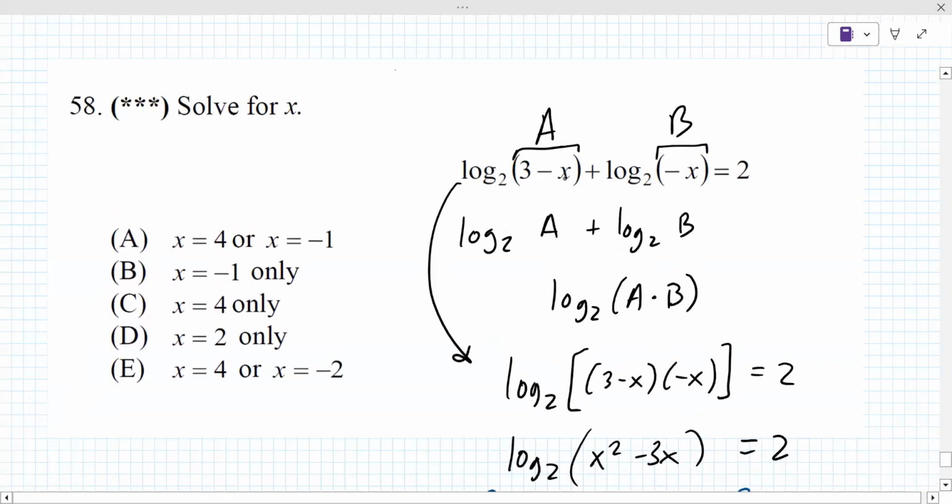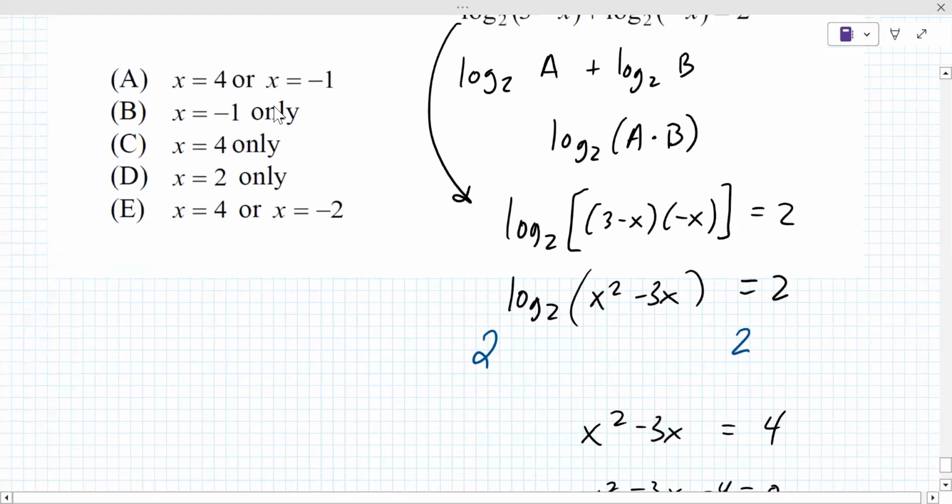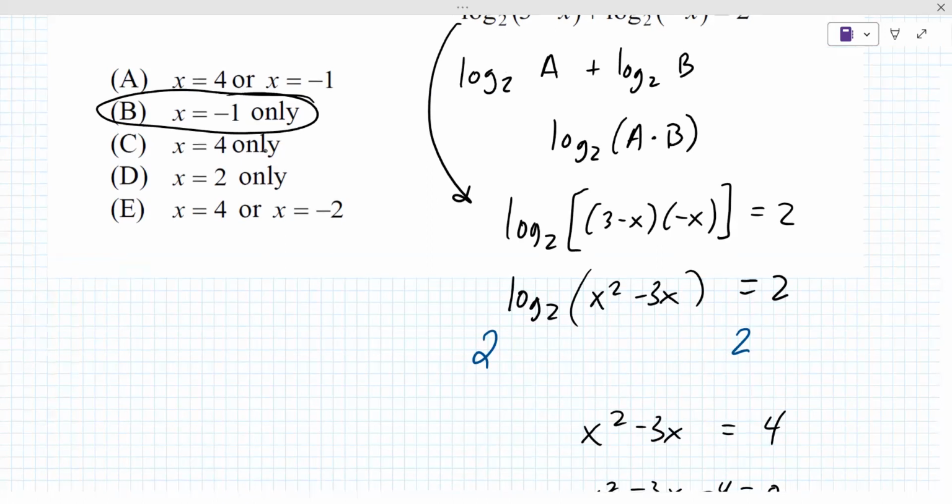So what I'm asking you is, why is this bad? What's the problem with 3 minus 4? It gets a negative value. Right, you can't take the logarithm of a negative. And that's why A is the first answer, because they know students get this and then they don't check, and then they wonder why they got it wrong on the exam.